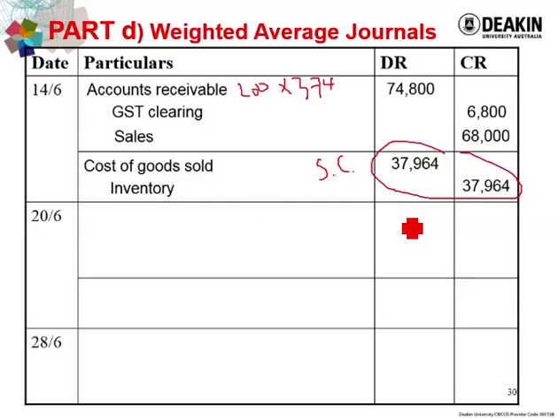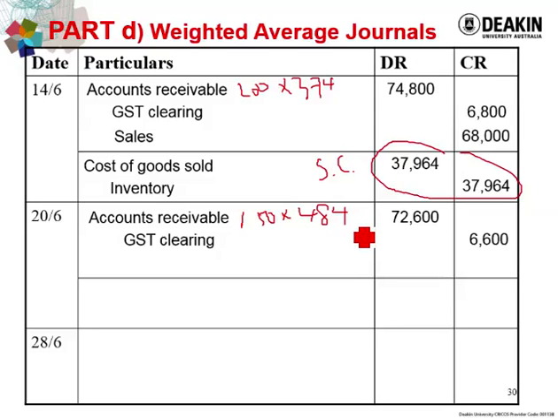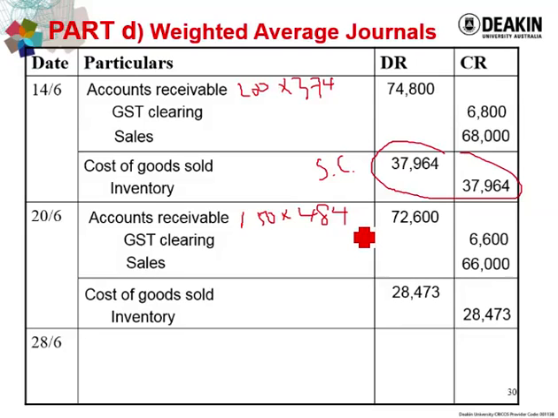Then on 30th of June, we sold 150 tables at $484 GST inclusive each. So we debit accounts receivable 72.6K, so 150 multiplied by 484 GST inclusive amount, and we credit GST clearing 1 over 11, and we credit sales revenue 10 over 11, 66K. And we have to also continuously record cost of goods sold, debit cost of goods sold, credit inventory 28,473. And again, this figure is from the stock card.